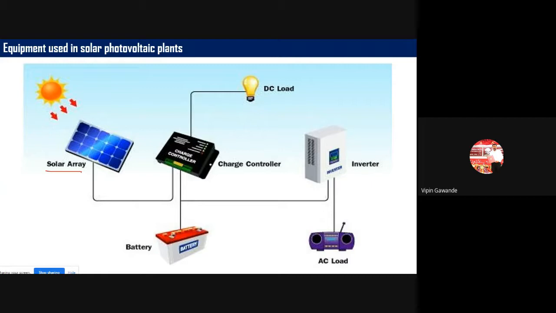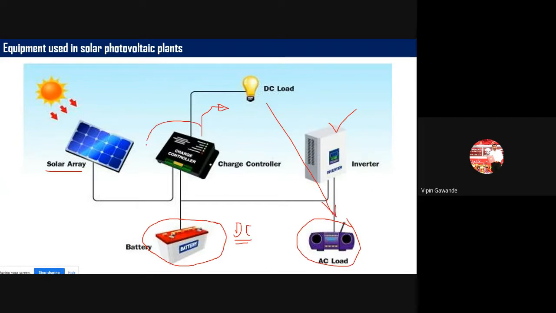It consists of the solar array. Then it is connected with the charge controller. The charge controller is connected with the battery. Now, if it is a DC load, then the DC current is supplied through the battery and the charge controller, and the battery stores only DC current. So if it is an AC load, then we have to convert that DC current into AC current by means of the inverter. So the inverter is used for conversion of DC into AC, and all the things are controlled by means of this charge controller.